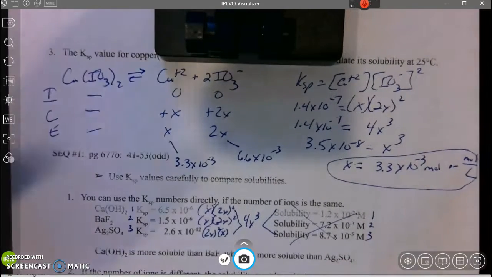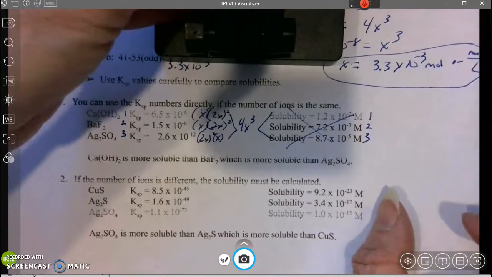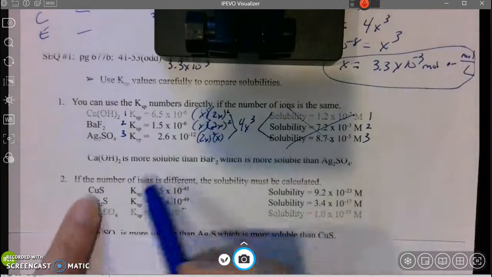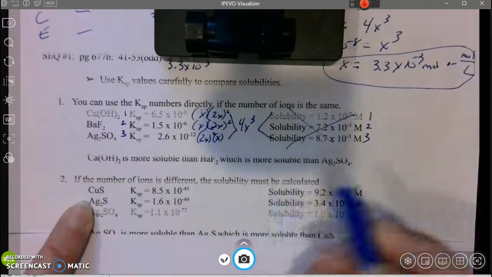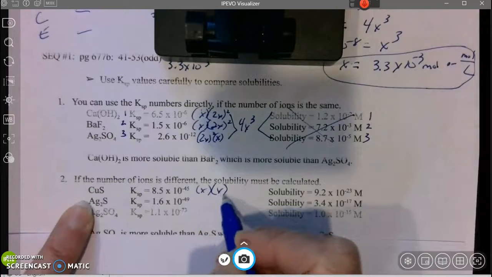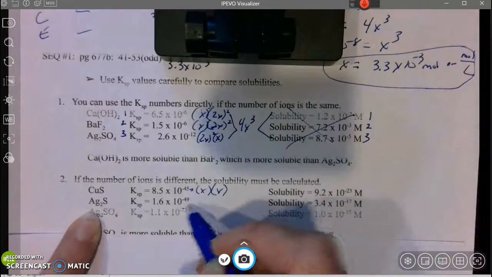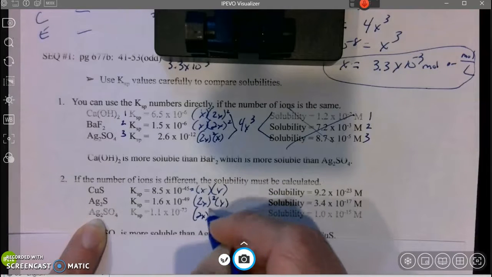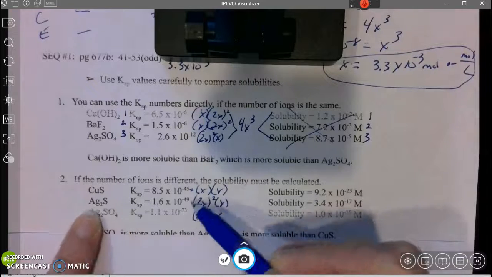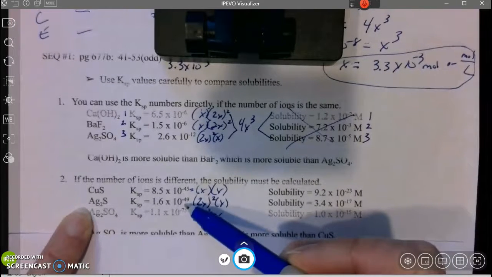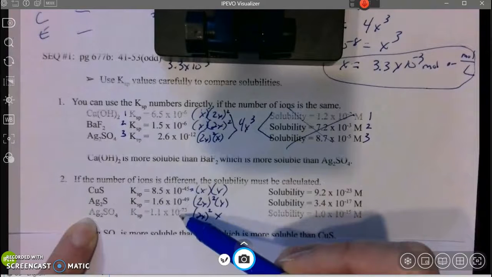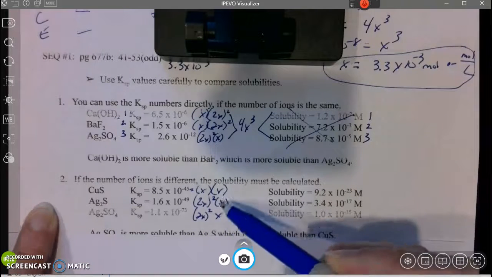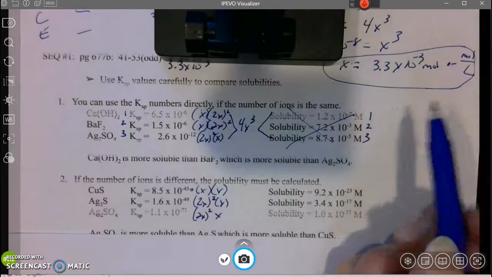When I go to scenario 2, the number of ions is different. So this one would just be x times x for my equation, or x squared. This one would be 2x squared times x, and so would this one. So I could compare these two, and I would see that silver sulfide is more soluble than silver sulfate, just comparing them from that perspective. But when I start factoring in these ions, you'll see that it doesn't work out that way.